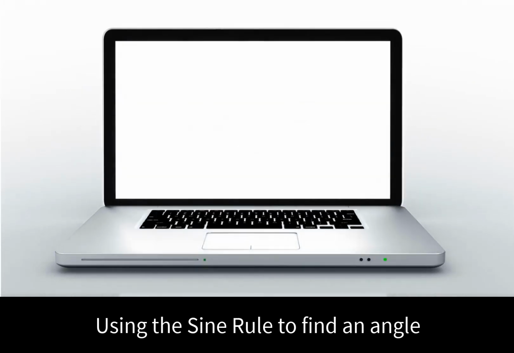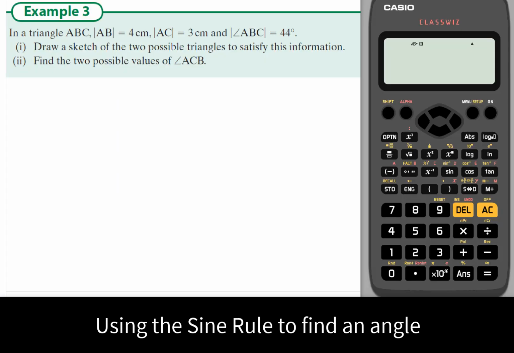In this question, we're using the sine rule to find an angle. So we're told about this triangle ABC. It has sides of 4 and 3 and an angle B of 44 degrees. Let's try to imagine what this might look like. And we're told there's two possible triangles this might look like. So let's imagine one of them.